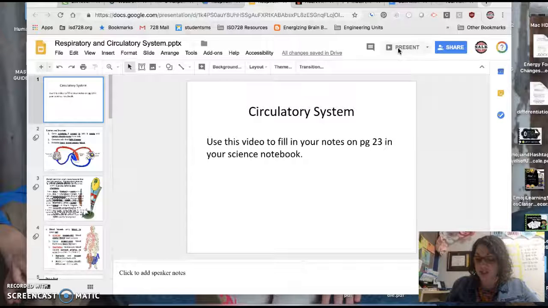So the purpose of the notes today is to be able to describe the structure and function of the circulatory system, and you also need to understand the structure of your heart and how it's divided into 4 chambers.